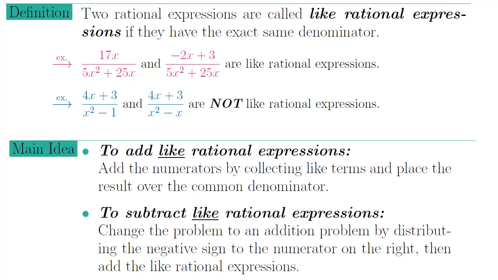So, if we have like rational expressions, we can add them and subtract them. To add like rational expressions, we're going to add the numerators by collecting like terms, and then the result is placed over the common denominator. To subtract the like rational expressions, we're going to change our problem to an addition problem by distributing the negative sign in the numerator to the second term, the one that the subtraction sign applies to, and then we'll proceed to add like rational expressions. We're going to do a bunch of examples to clarify this.